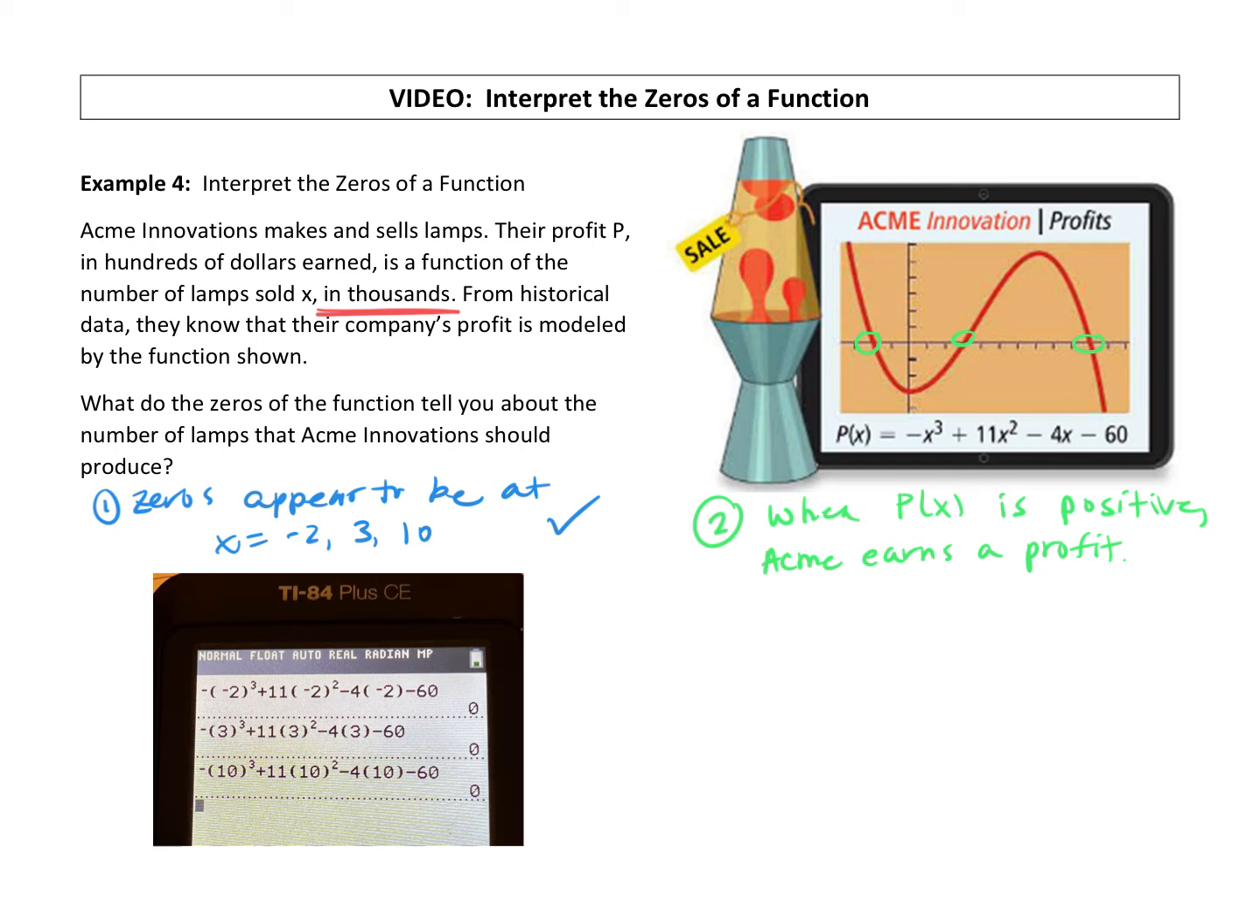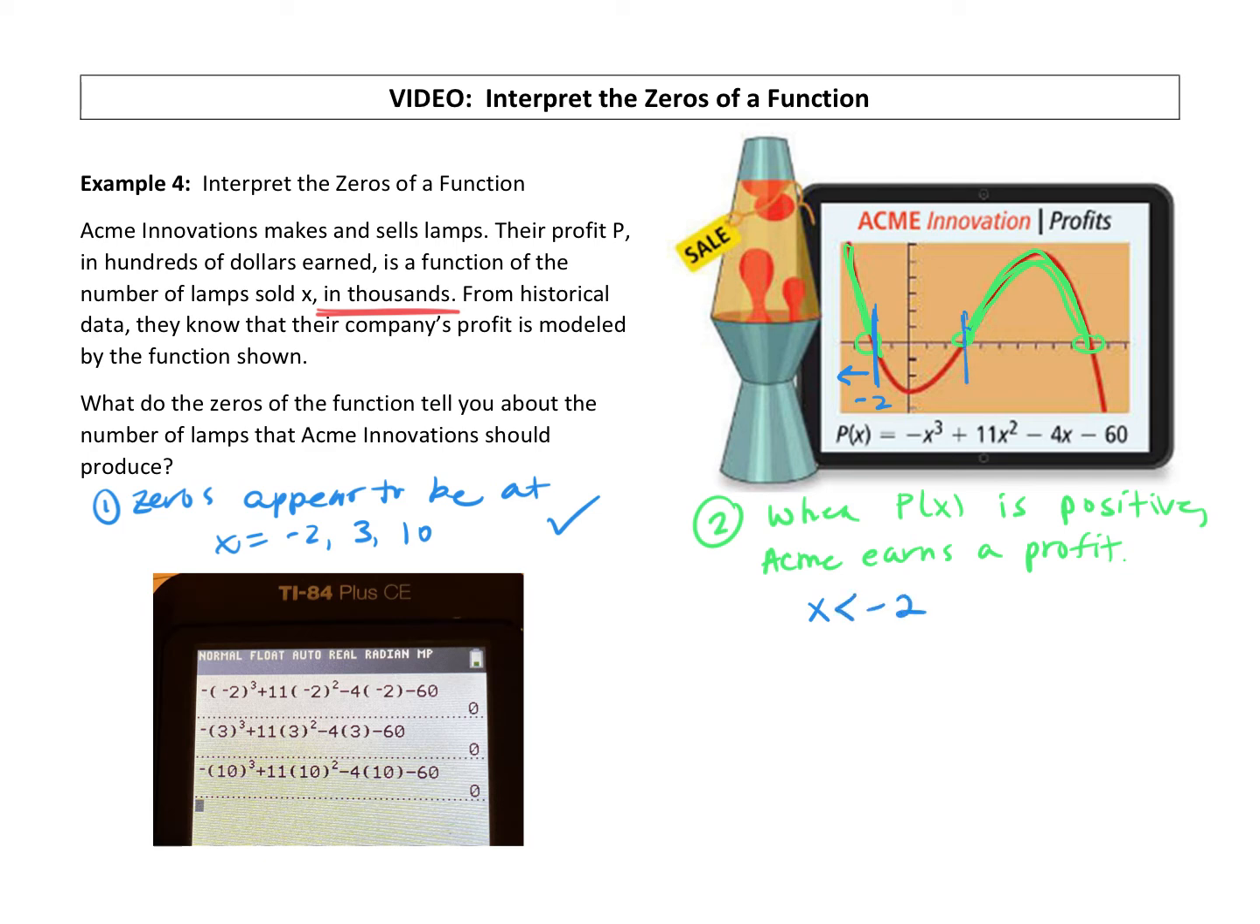So if we look at our graph, where is P of x positive? Our function, the polynomial, is positive anytime it's above the x-axis. So if I were to outline where it's positive here, it's positive here. Those spots on this graph, here's where x is -2. So all the values to the left of -2. So when x is less than -2, our function is positive.